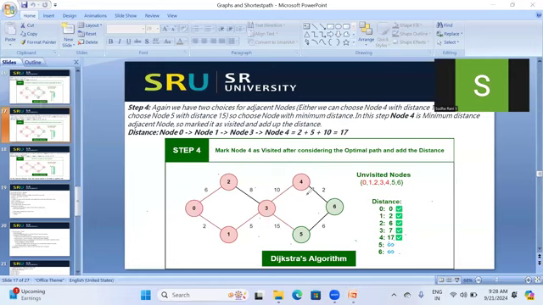To traverse to node 4, again we have path 1. What is path 1? 0 to 1, 1 to 3, and 3 to 4. This is path 1, or possibility number 1. And the second path is 0 to 2, 2 to 3, and again 3 to 4. This is the second path, second traversing.